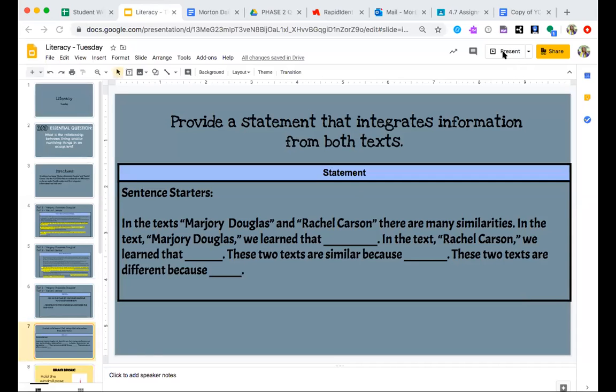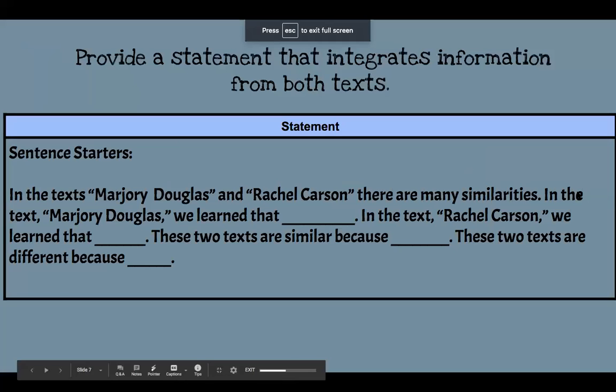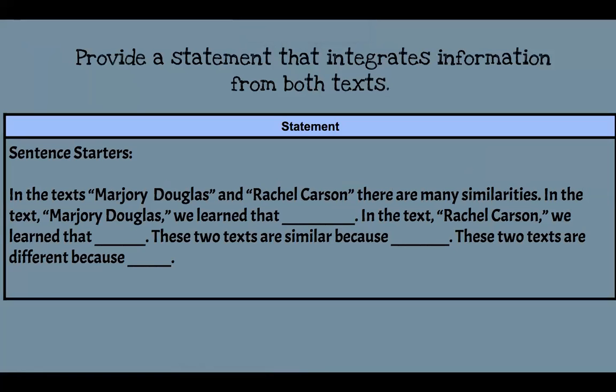All right, can y'all see my screen? Yes. Okay, so do you see my sentence starters? In the text, Marjory Douglas and Rachel Carson, there are many similarities. In the text Marjory Douglas, we learned that blank. In the text Rachel Carson, we learned that blank. These two texts are similar because blank, and these two texts are different because blank. So can someone, without typing it, tell me what you would say using these sentence frames? How would you make this statement?